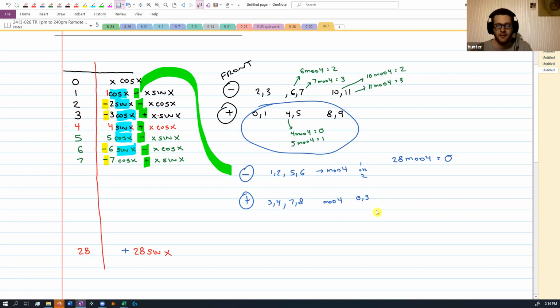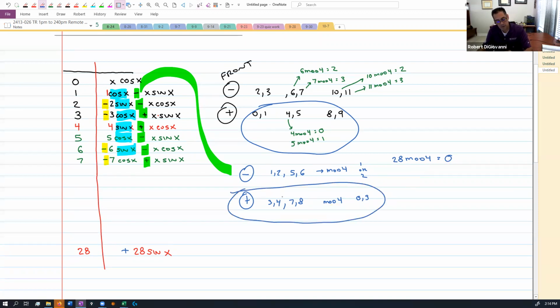Brain fart just there. So what does 28 mod 4 give us? We already said it was 0, right? So we're going to be in this list right here, because these are your mod zeros, which means that you're going to have a plus here. They all have an x, right? And now it switches again, sine, cosine, sine, cosine, but this time the evens have cosines. And so I should expect this to be cosine.